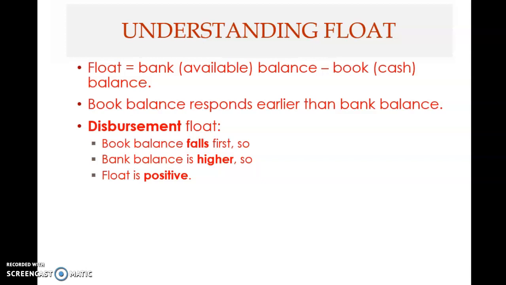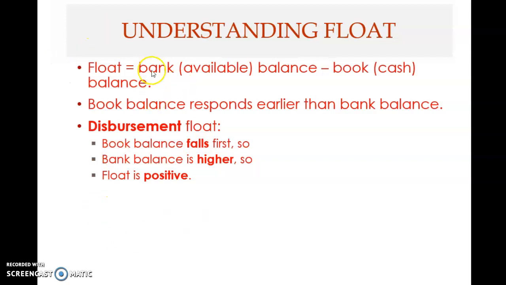The book balance will fall first in a disbursement float because you reflect it in your book first. So the book balance is lower and the bank balance is higher than the book balance. Therefore, the float is positive. The book balance goes down first, but the bank balance is yet to reflect this payment. You have made the payment, so your book balance goes down, but your bank balance is still higher, because the bank has not received the check for payment from your supplier's bank. So the float will be positive.